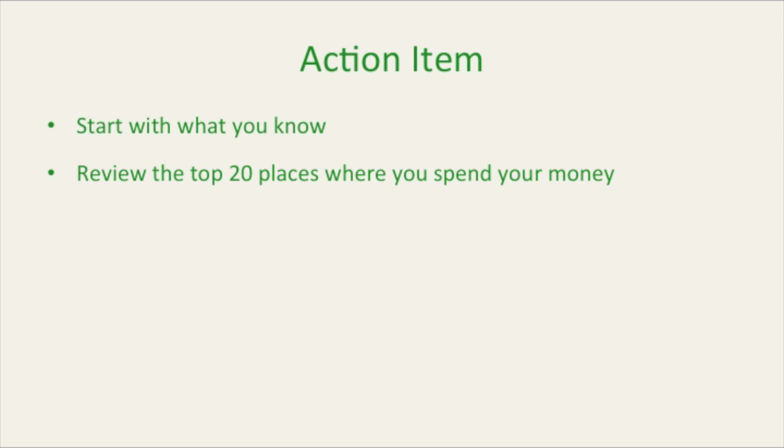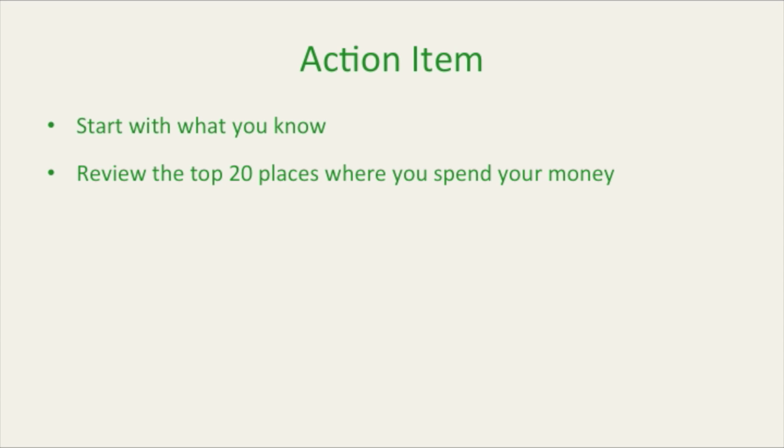So here's your action item, okay? We don't end the class without an action item because you need to start to take action so you can change your life and your investment portfolio. So we're going to start with what you know. What I want you to do is take a look at where you spend your money, and review the top 20 places where you spend your money. Now, you may not know where you spend your money, and that's probably a topic for another course as well, but figure out the top 20 places where you spend your money.